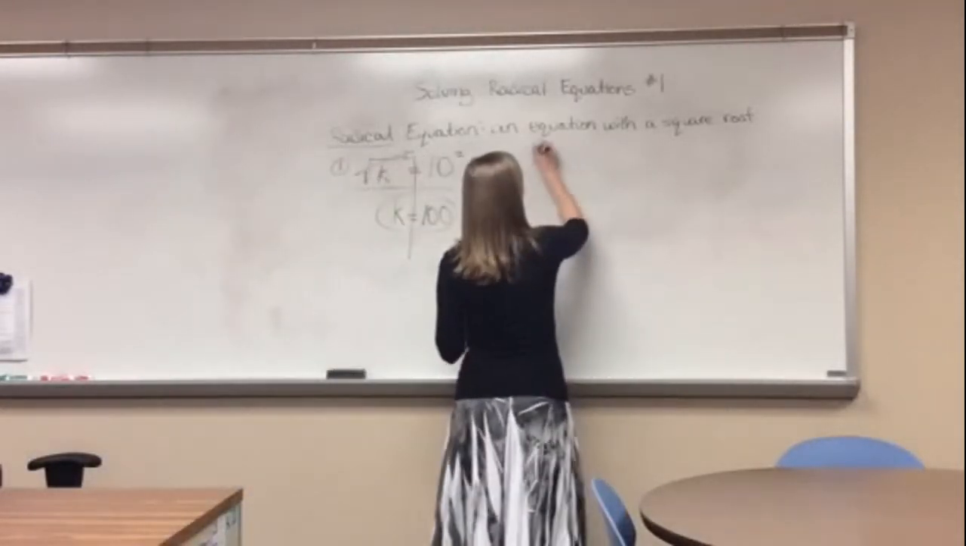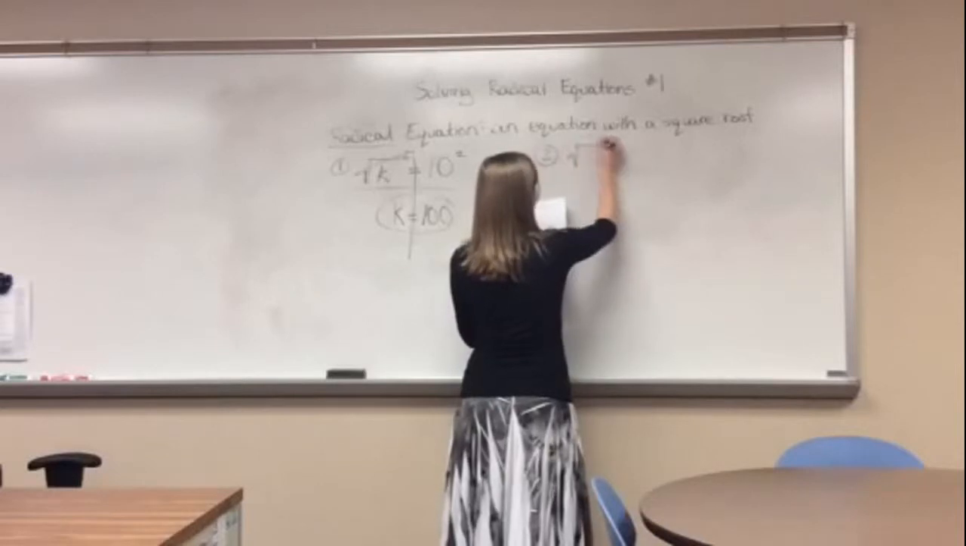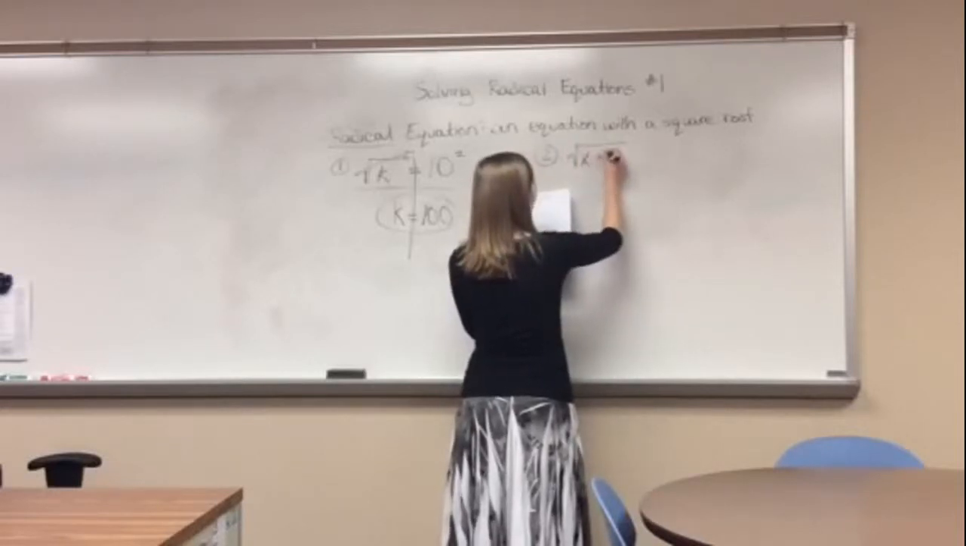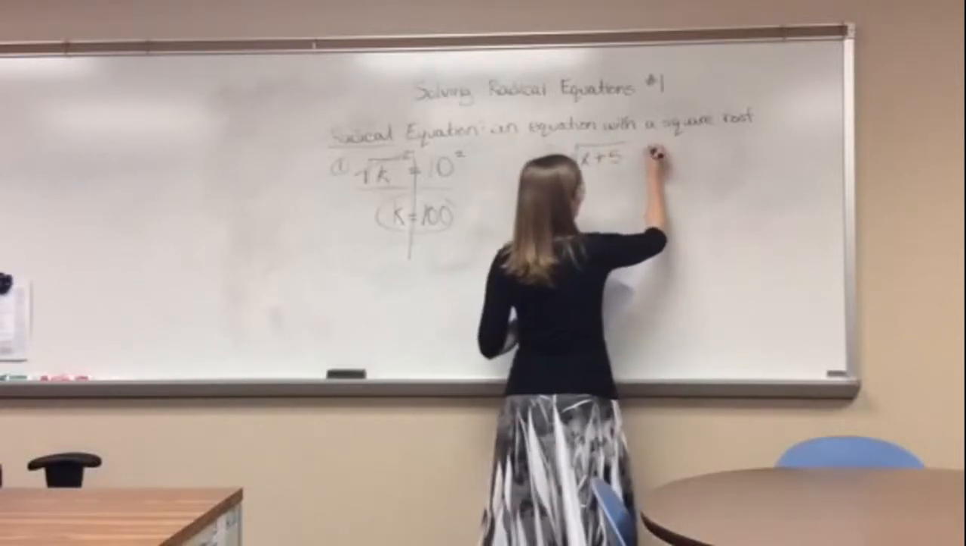Number 2. A little bit more complicated. We have the square root of x plus 5 equals 9.